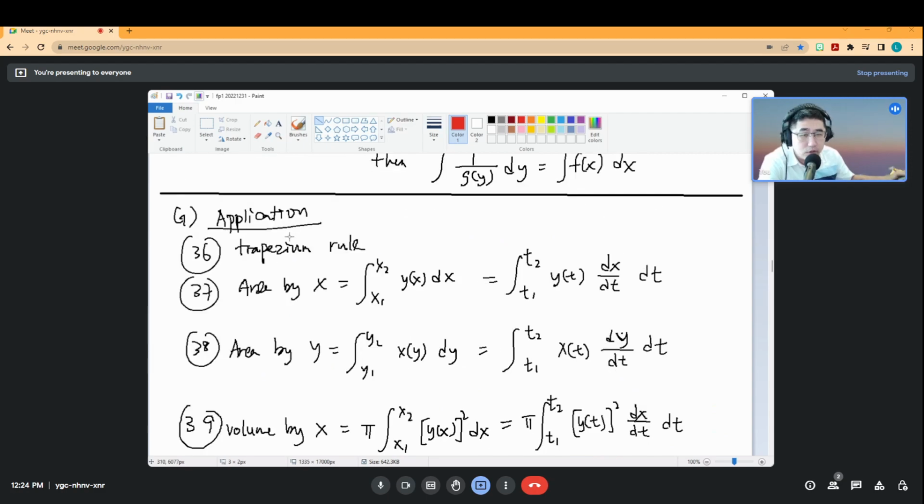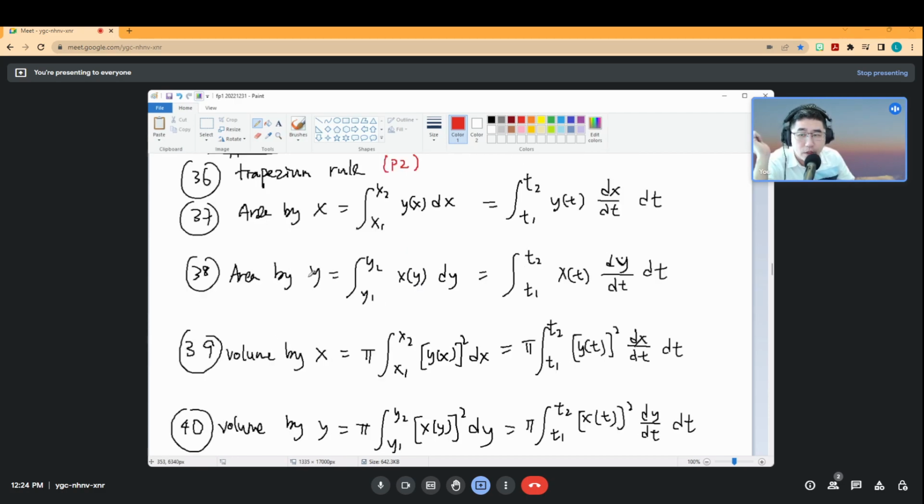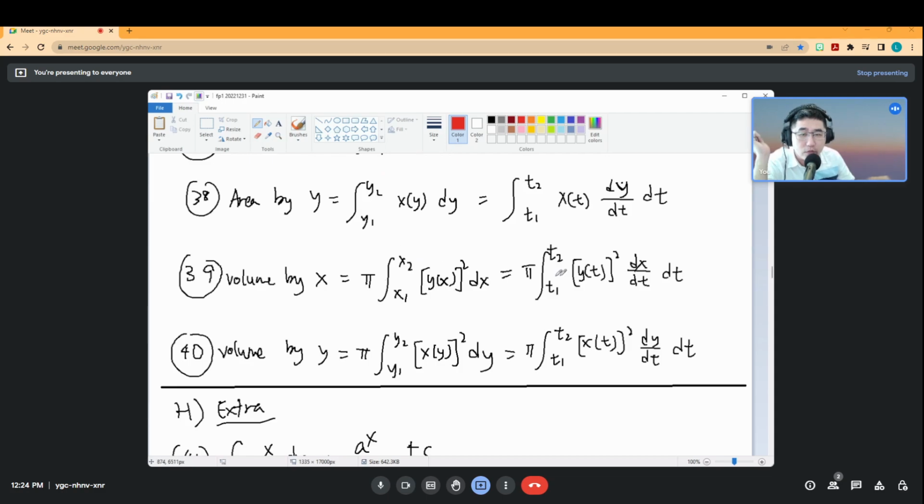Coming to applications, the trapezium rule. This is for Pure 2. This is an approximation method. You can learn this as an extra. Then 37, you have area by x. We can have a Cartesian form and the parametric form. Area by y, volume by x. We have the Cartesian form or the parametric form. So we just apply the formula.